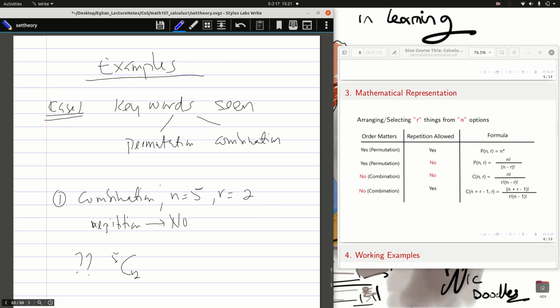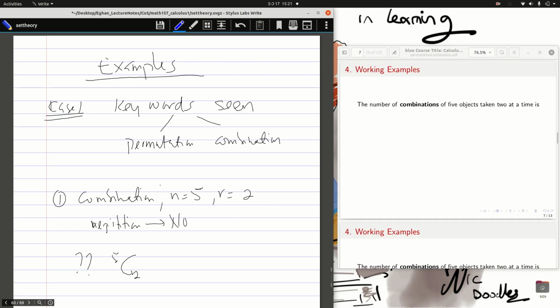So let's quickly take examples here. Example 1, I'll use cases here. Case 1 is when the keywords are seen. When I say the keywords are seen, it means I see the word permutation, I see the word combination. So example, the number of combinations of 5 objects taken 2 at a time. I see the word combination, I see I have 5 choices, 5 options, sorry, and I have to take just 2 out of it. 5 objects taking 2 at a time.